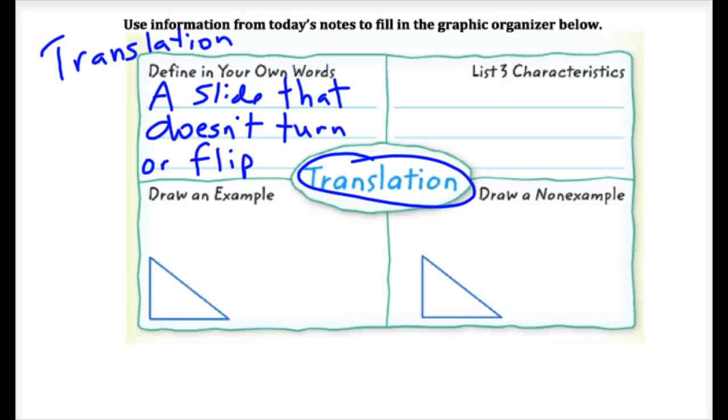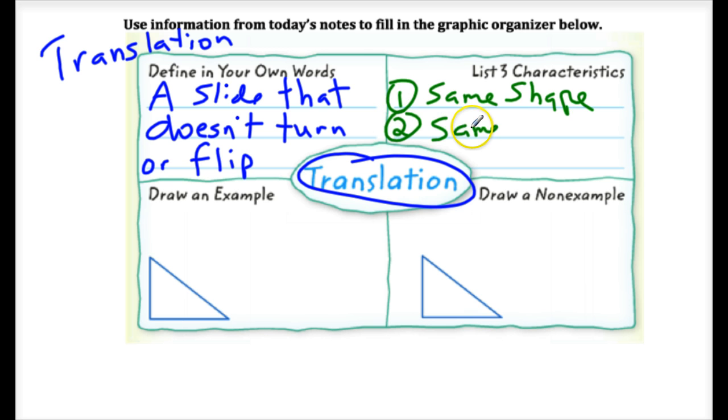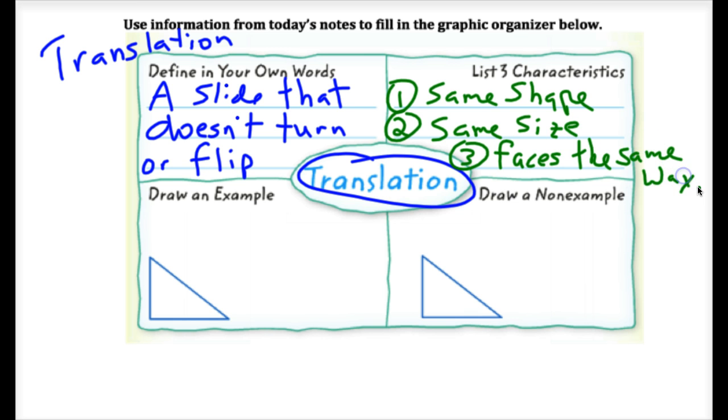Those three characteristics. Here's three things we wrote down. 1, same shape. All those triangles stayed triangles. Matthew? Same size. Same size. Very good. And a third thing that the book says, which I think they're being redundant about, saying 1 and 2, they wrote that the faces are the same way. I think that is being the same size and same shape. Yeah. But they wrote that down. Same size. All right. Draw an example, guys, of a translation.